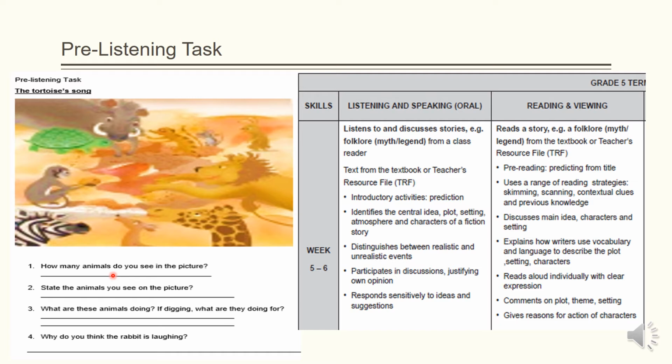How many animals do you see in the picture? There is really no wrong answer. But since they're grade 5, they know how to count. You're going to count with the learners: 1, 2, 3, 4, 5, 6, 7, 8, 9, 10. That's how you interact with the kids during pre-listening. Now, learners, state the animals that you see in the picture.